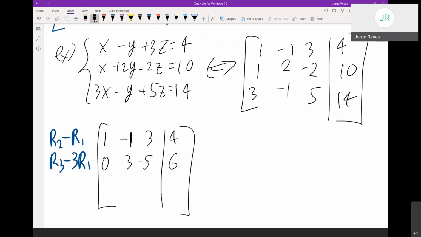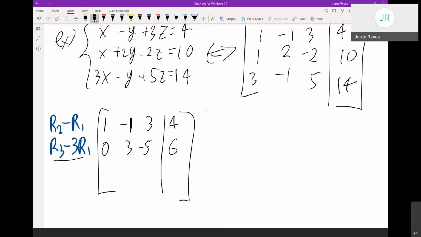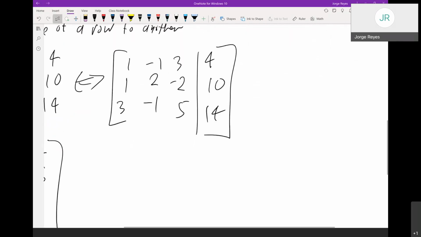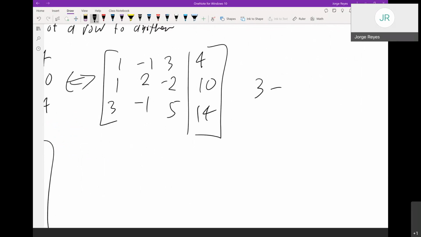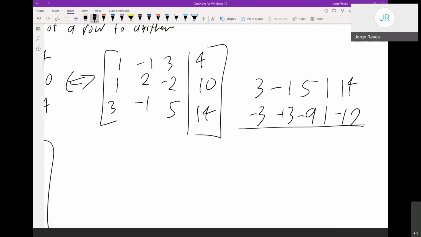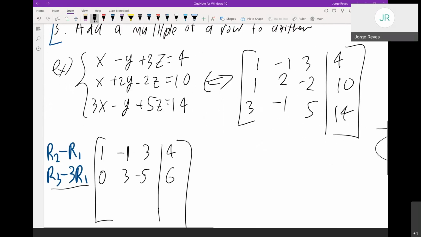And then 10 minus 4 is going to give me 6. Okay. Now, if you are a little confused by this, you could, off to the side, write: row 3 is this. And now I'm going to subtract 3 row 1. So I'm going to multiply row 1 by -3. So -3, +3, -9, -12. And then you just add them, right? So 0, 2, -4, 2. And this is what I will put down here. Okay, so 0, 2, -4, 2.